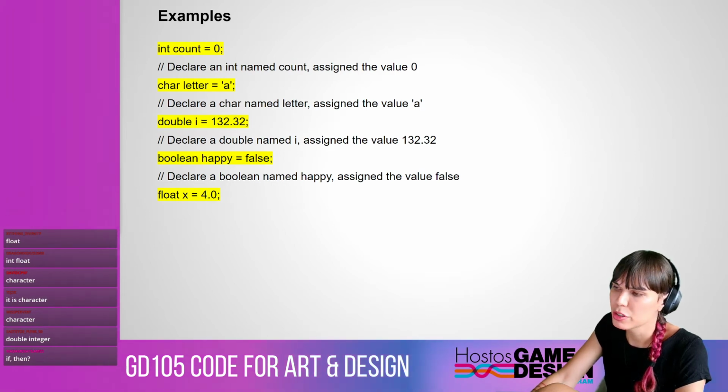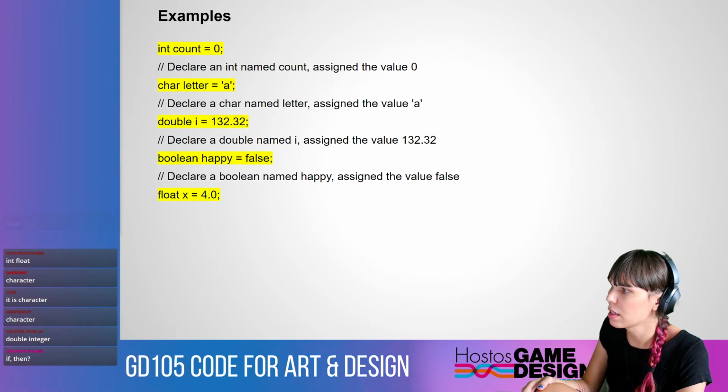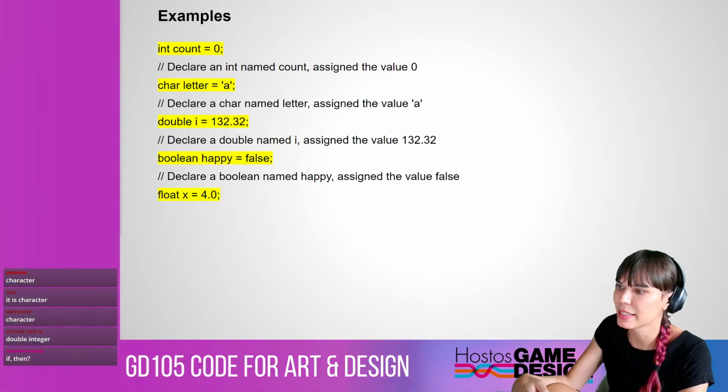A lot of times you'll use Booleans with if statements, which we'll talk about later, as Brianna mentioned. And so here we have float, that's the type, x is the name, and then the value it's being given is what?